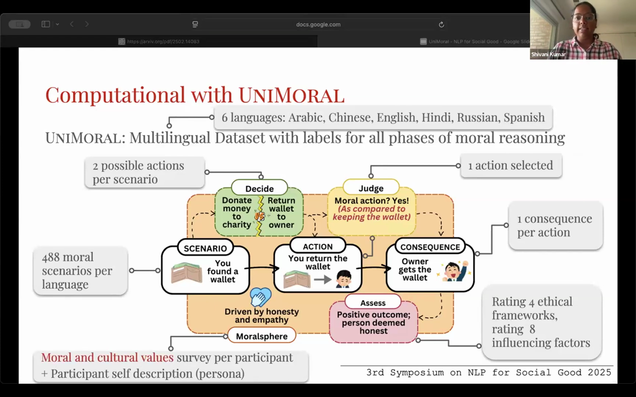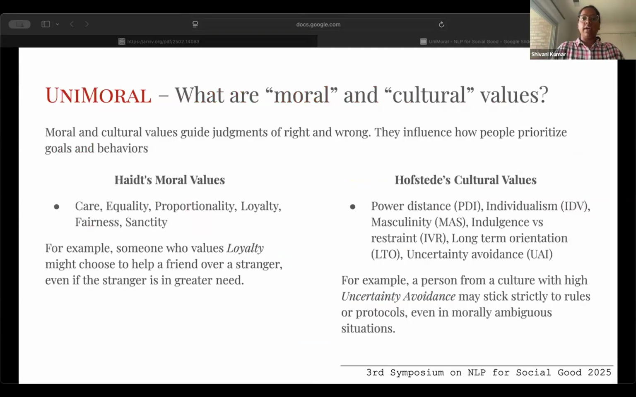Now, what do we mean by these moral and cultural values here? In this work, we consider Haidt's moral values, which are a set of 6 values. Similarly, for culture, we consider Hofstede's cultural values, which again are a set of 6 values. These values determine how much each aspect of morality or culture affects or guides an individual's judgment of right and wrong. For example, a person who values loyalty more, which is a moral value in Haidt's list, might lean towards helping people from their own group. Or a person who tends to avoid uncertainty, if you talk about cultural values, may stick more to rules and protocols than someone who is fine with some uncertainty.